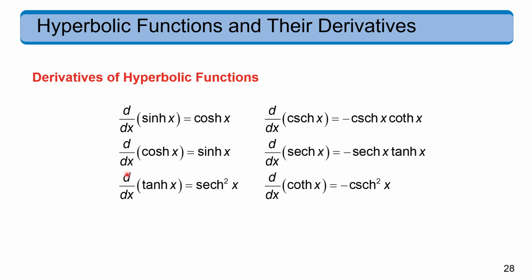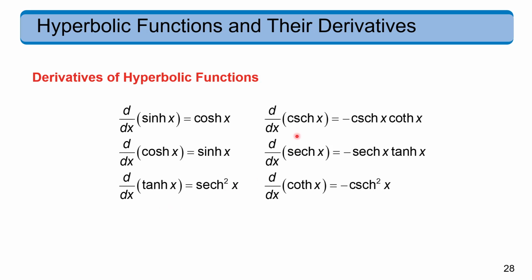Look now at the derivative of hyperbolic cosine. It's equal to hyperbolic sine. That one is almost the same, but not quite, as the regular trig function version. Right, we're all familiar that the derivative of cosine x equals negative sine of x. So this one does not have that negative sign. And then the derivative of hyperbolic tangent equals hyperbolic secant squared. That's exactly the same as for the regular tangent function.